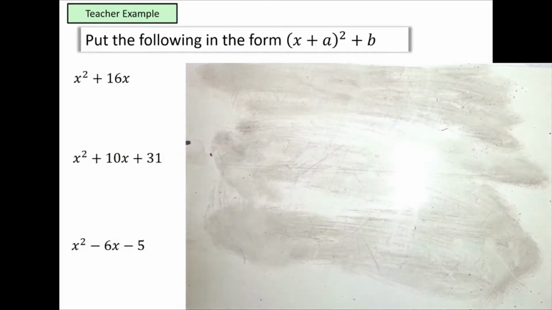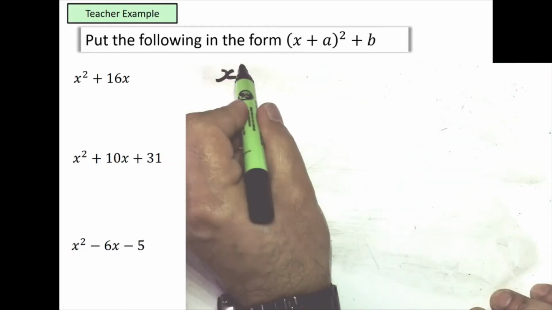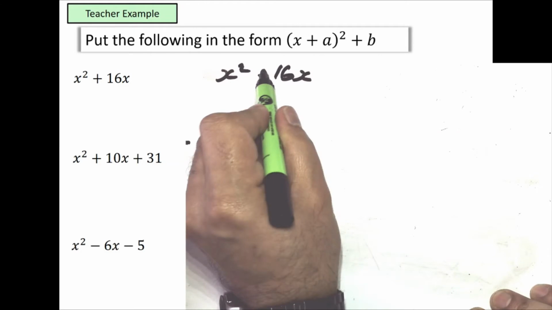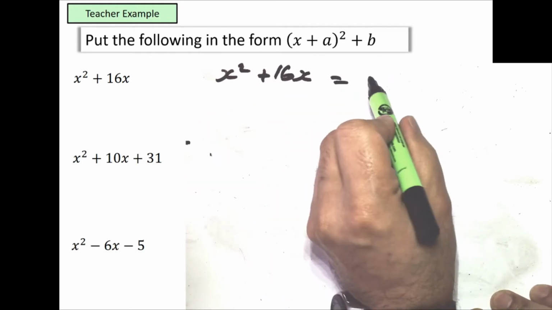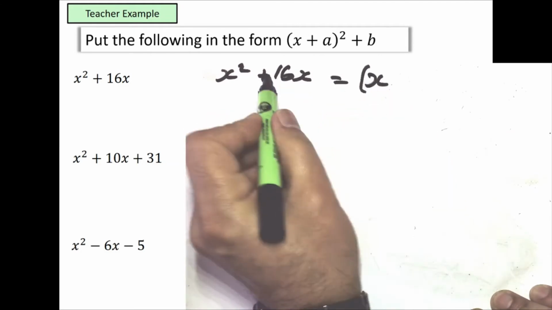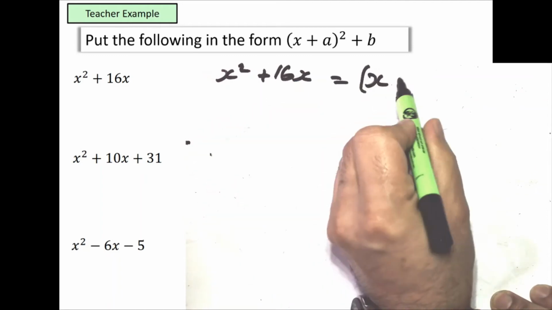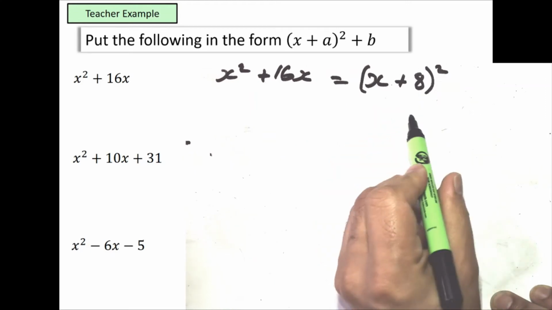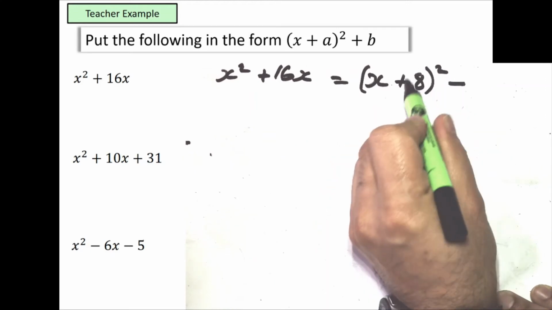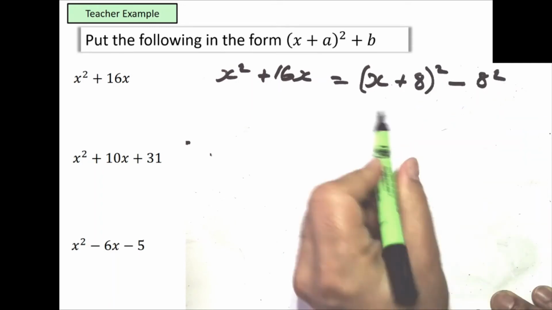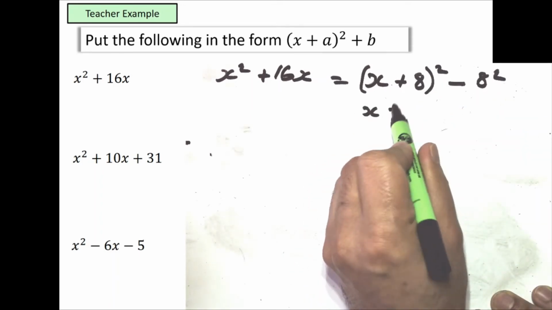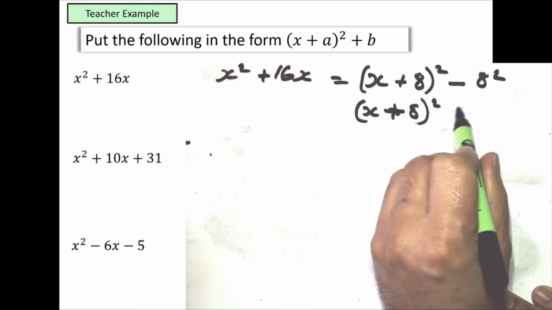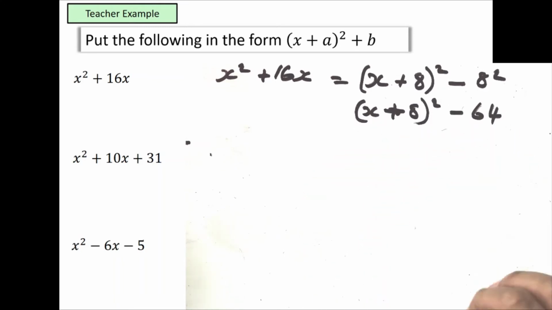So in these examples, we're asked to write the following in the completed the square form. We start off with the first question, x squared plus 16x. So remember, for this first bracket, I write half of this value here, x plus 8 all squared, and then I need to subtract the square of this number here, so 8 squared, which gives me 64, so x plus 8 all squared minus 64.